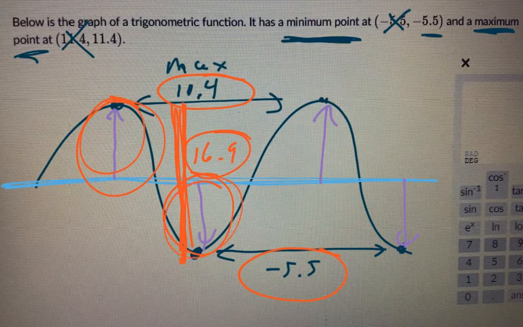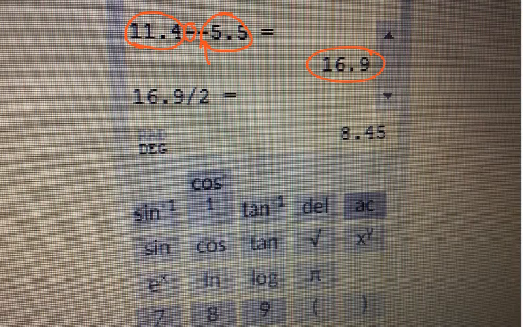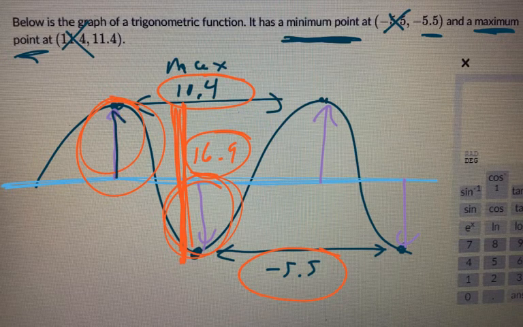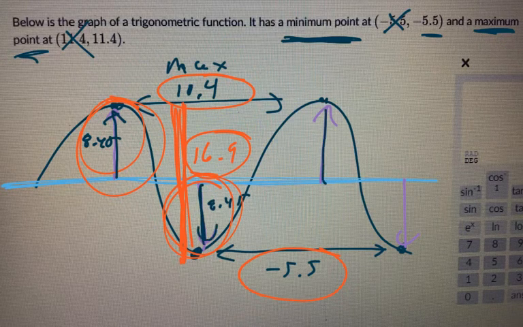Now understand, guys, we just figured out from there to there 16.9, and that is 2 of the amplitudes. One going up, one going down, right? So all I have to do is divide that by 2. I know the amplitude is 8.45. In other words, I know it goes up 8.45, then it goes down 8.45, then it goes up again 8.45, and so on. The amplitude again is 8.45 in this one.